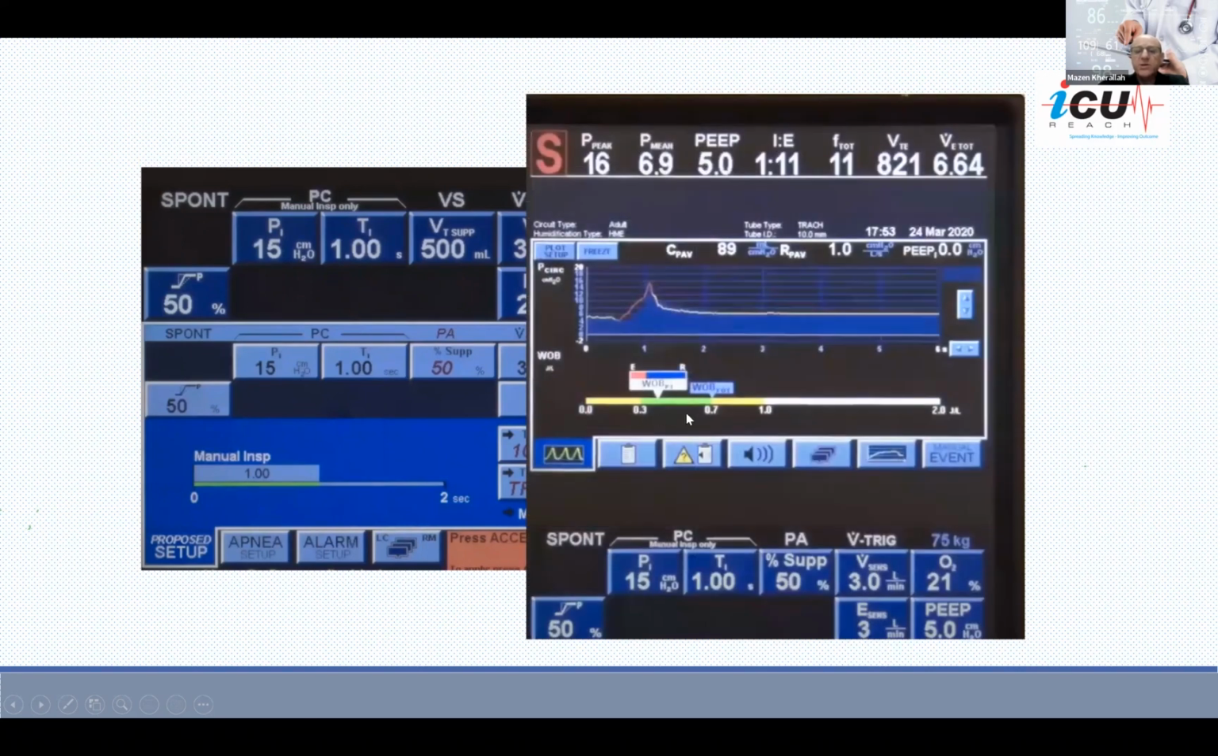And this patient, as you see here, this is the total work of breathing, very close to where we want it. But since we set it at 50%, you can see that the patient is doing 50% of the work, close to 0.35, and the remaining is done by the machine.